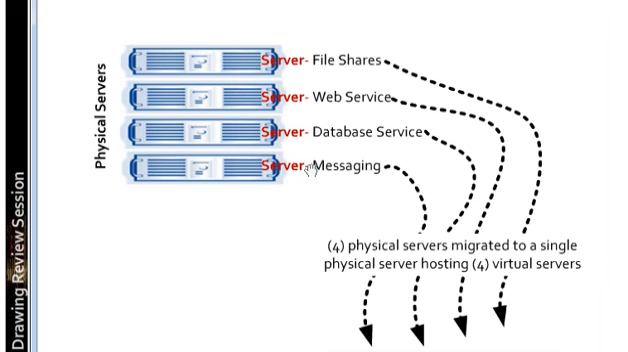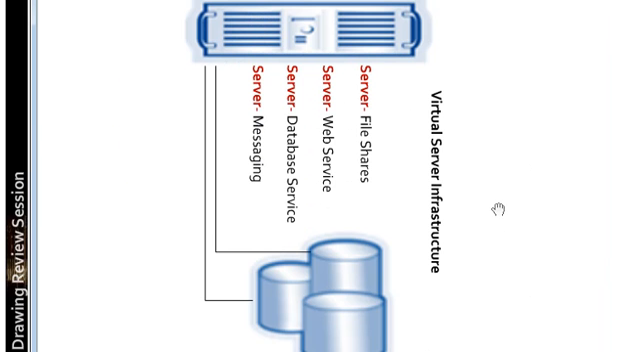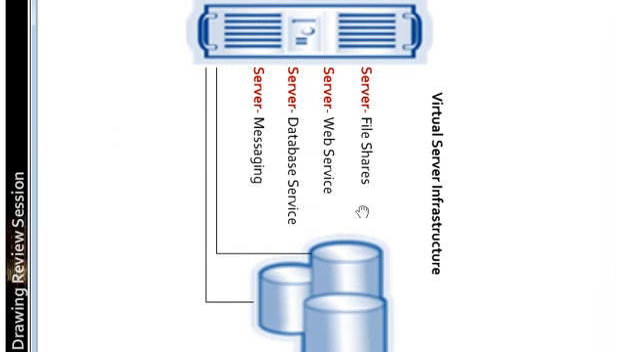Here we have the physical servers themselves that are migrating down, and in a consolidation project, we take these four physical servers and migrate them down to a single physical server that has four virtual servers within it. We've picked the number four for simplicity of the illustration, but it could be as many virtual servers as this physical server has computing resources to take care of.